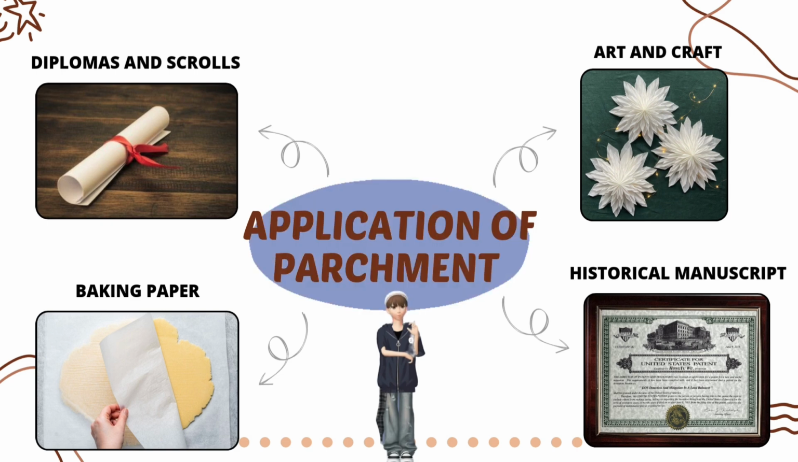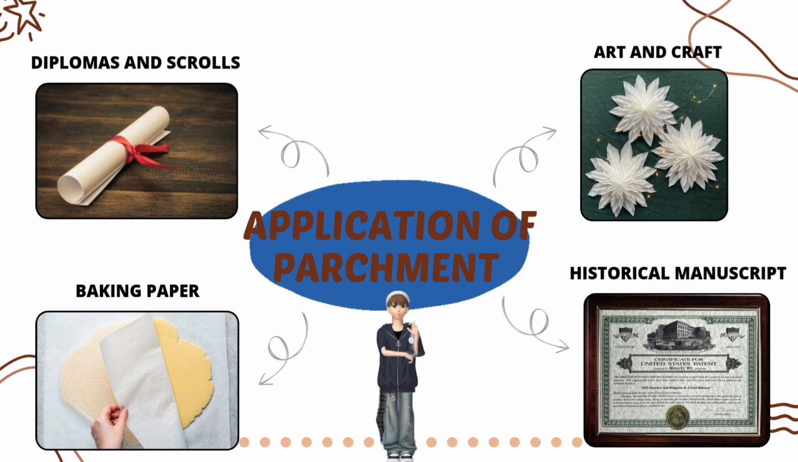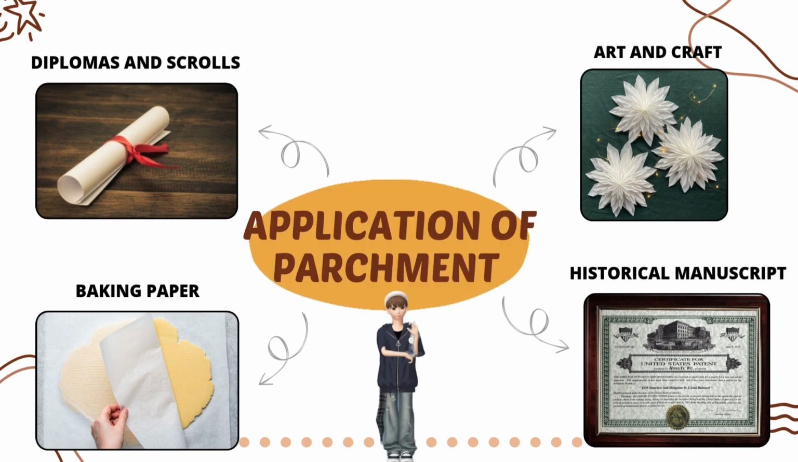In ancient times, parchment was made from animal skin and used to write religious texts, literature, and important manuscripts. Later, people started using plant fibers like cellulose to create parchment paper, which is more affordable and eco-friendly. Today, parchment is still used in universities for diplomas and certificates because it symbolizes tradition and honor.